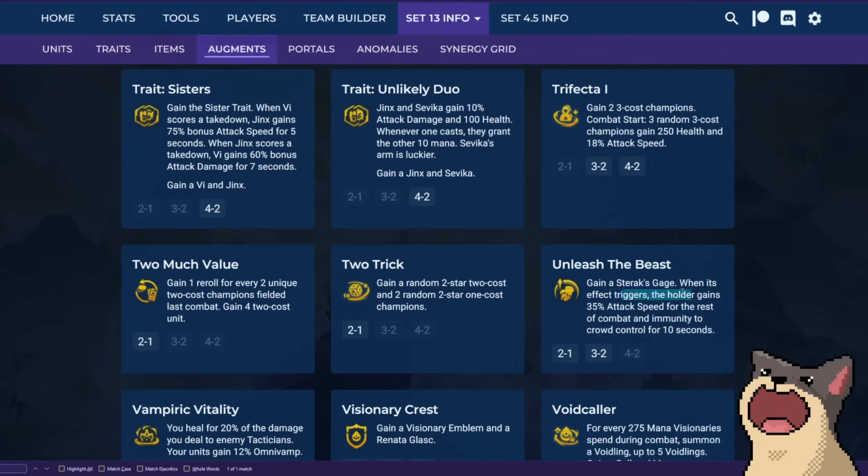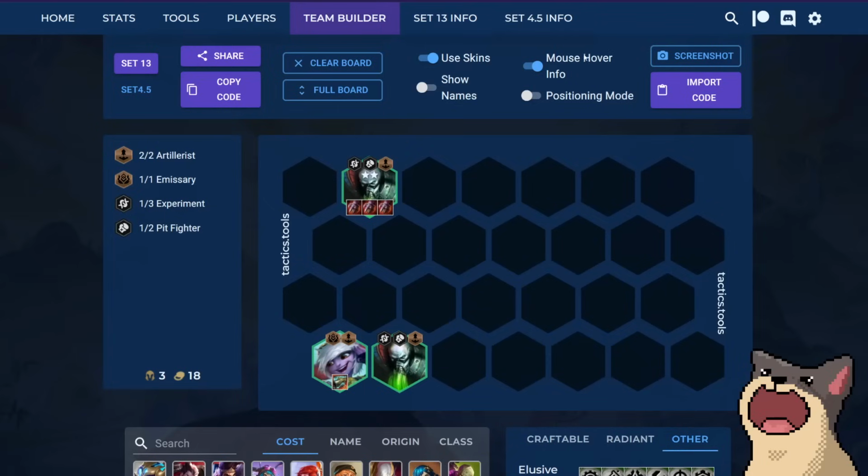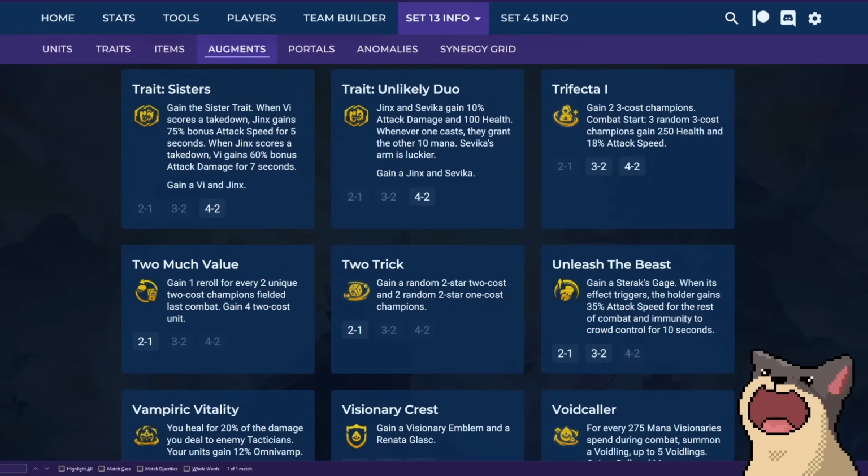This is gain an Asterix gauge, and when the effect triggers, the user gains 35% attack speed for the rest of combat, whatever, right? So I had a really good spot to play Urgot reroll, because with this Unleash the Beast on Urgot, you just make as many Asterix as you can and you win the game. It's that easy. It's really broken, it's way more powerful than anything else. Unleash the Beast is supposed to be pretty generic, that you just put on most frontline units and get Asterix gauge and play around it, but it became a broken thing with Urgot in particular as of the last couple of patches.